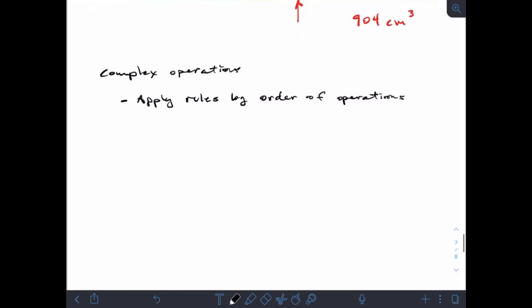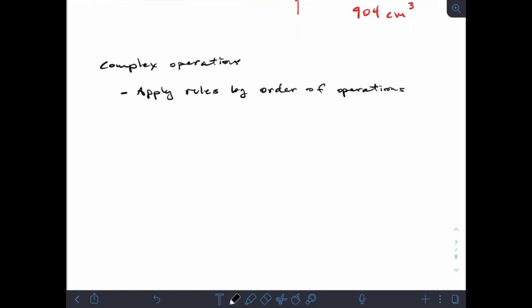And if your memory is a little bit fuzzy on order of operations, you may remember, please excuse my dear Aunt Sally, which means parentheses, exponents, multiplication, division, addition, subtraction. And remember, multiplication, division, addition, subtraction are simply left to right, not necessarily multiplication first or addition first. Okay, just left to right.